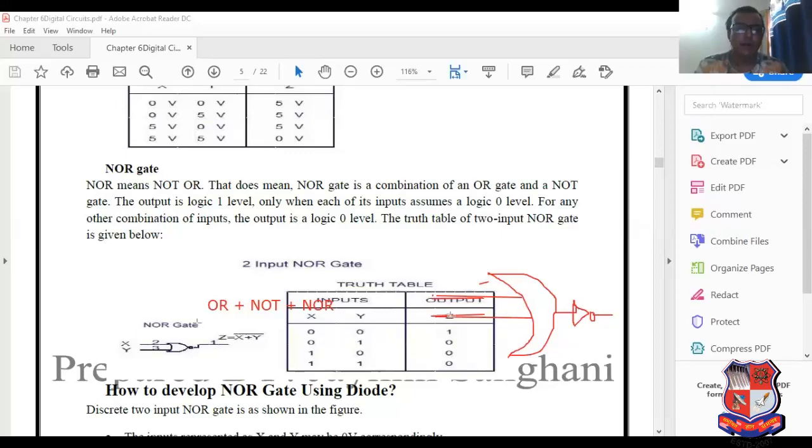A plus B all dash. See this, here X Y input. That's why X plus Y all dash. So it is the NOR gate. It can be used in switching applications. Already mentioned the application of NOR gate.